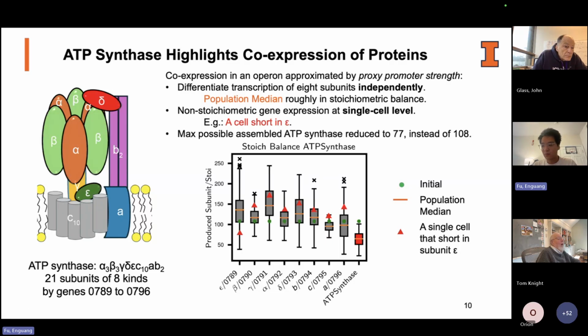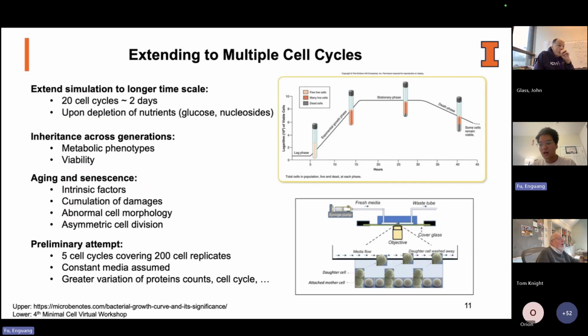And we argue that we will introduce the co-expression of operons, considering the RNA isoforms from the long-read and short-read transcriptomic studies that we collaborated on with the JCVI. And at last, we want to very briefly share our ideas and plans on extending our whole cell model to multiple cell cycles.